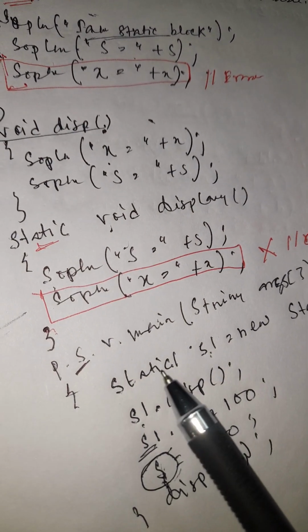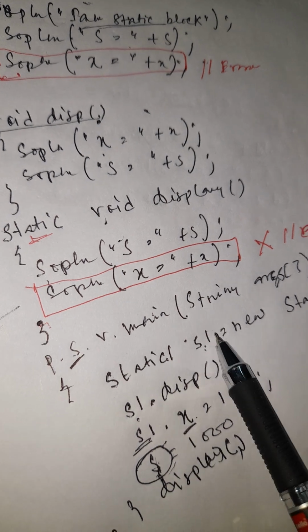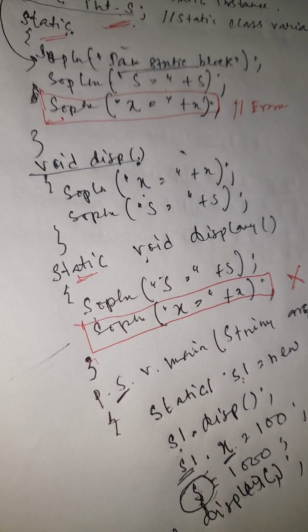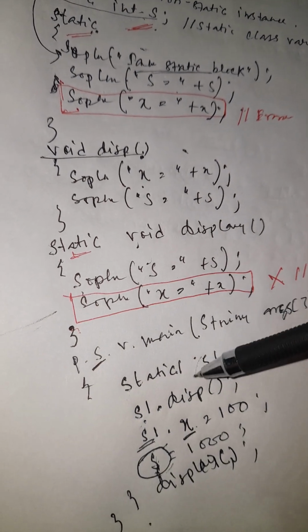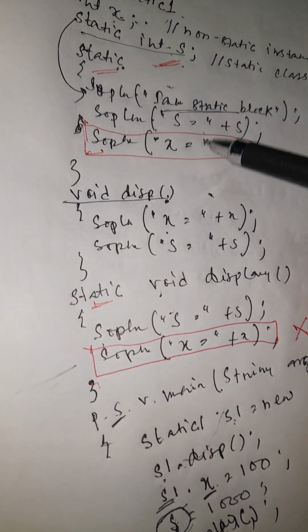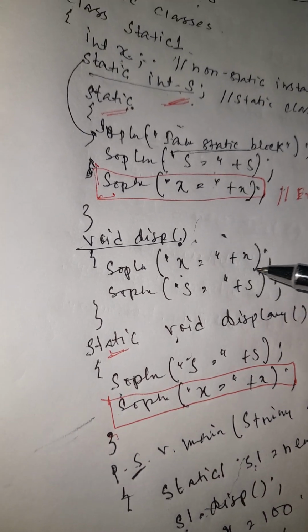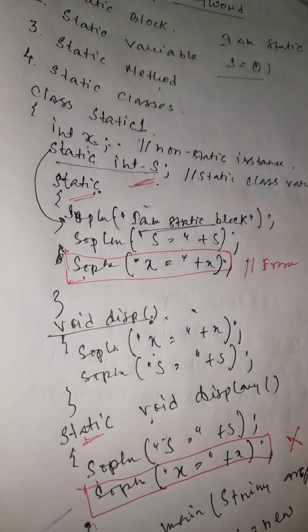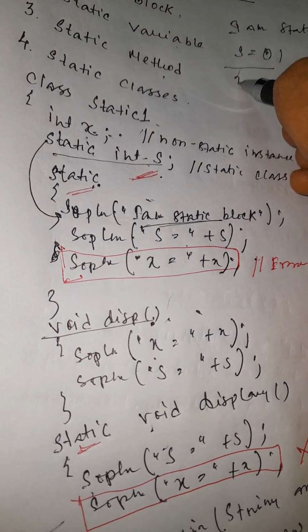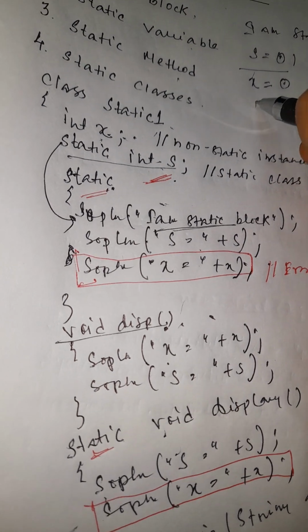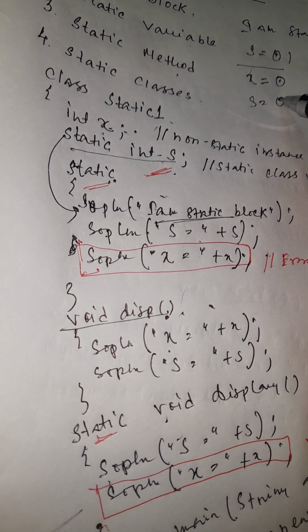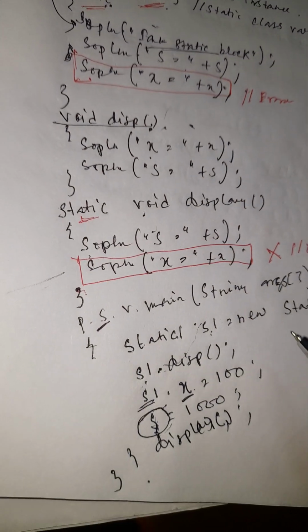When main loads, it creates one object s1. Now s1.disp. disp is a non-static method, so we should call it with the help of the object. Now the disp method executes. So what will be the output? x equal to plus x. Here also no value is initialized, so default value 0 will be printed, and s also 0 will be printed.